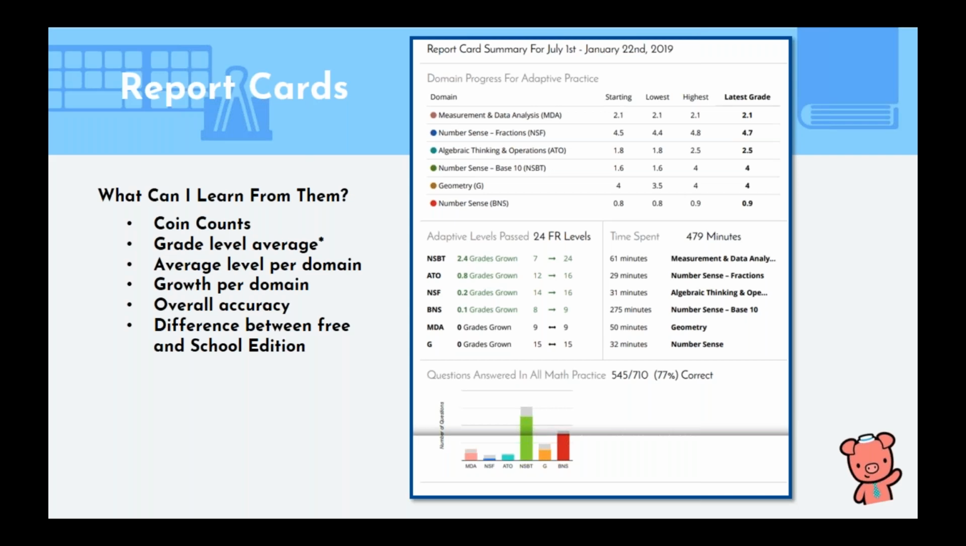Absolutely. And a great thing too, especially for the people who have school edition, congratulations, by the way, you can print this report card based on all sorts of different dates. I always print the year so that the parents can see the whole year's worth of growth. But if you want to just look at this week or last month, it's great for that too if you want a smaller snapshot of what the student is doing in Freckle.